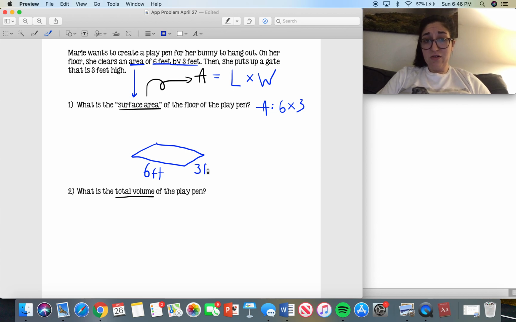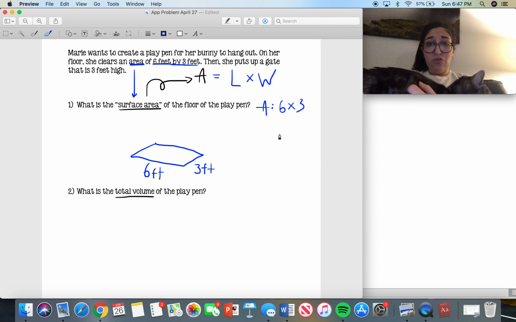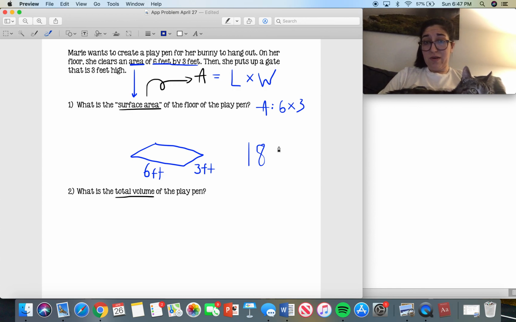And because it's a rectangle, I know that if this side is 6 feet, then this side will also be 6 feet. And if this side is 3 feet, then this side will also be 3 feet. But I don't actually need to know that for area because it's just one length, or just this one side here. This, right? This, the length, times this, the width. So 6 times 3 is 18. So the surface area is 18, and because it's area, we need to say square feet, or we can say feet.